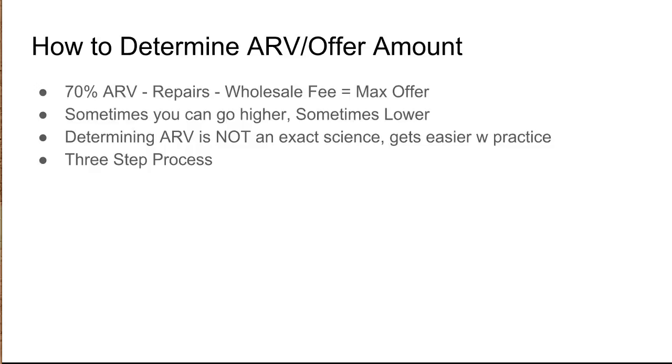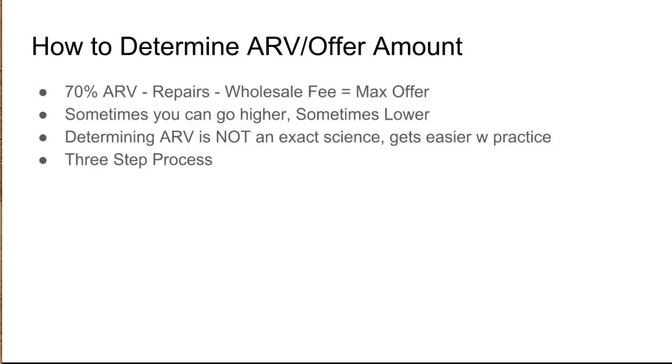So one thing to keep in mind, determining the ARV and determining the offer amount, it's not an exact science. You have the formula here, the 70% formula, but it doesn't work in all situations. The percentage of ARV can vary from city to city, or even neighborhood to neighborhood within a city. So it's not an exact science. It gets easier with practice, within your own market.